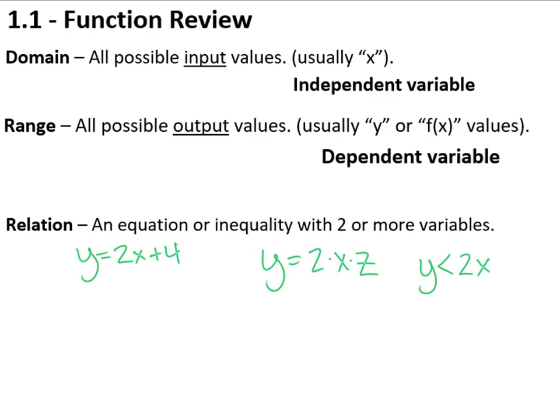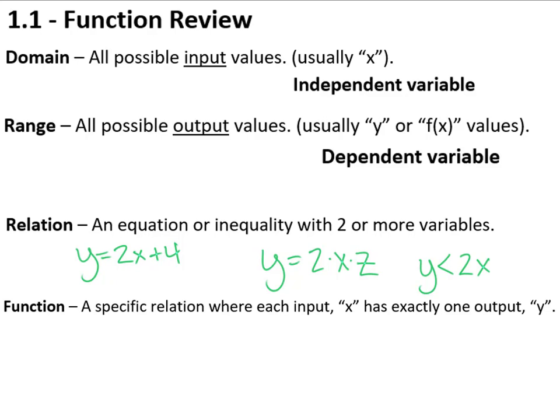Okay, more importantly, what we're talking about in this chapter is functions. Okay, a function is a specific relation where each input x has exactly one output y. Okay, so in other words, all functions are relations, but not all relations will qualify as a function. So what does this mean? A specific relation where for each input there is exactly one output.